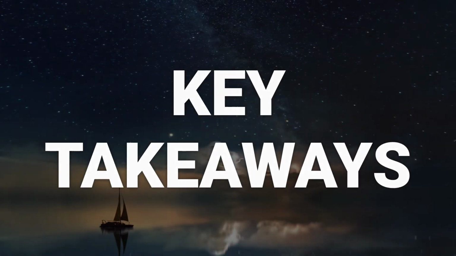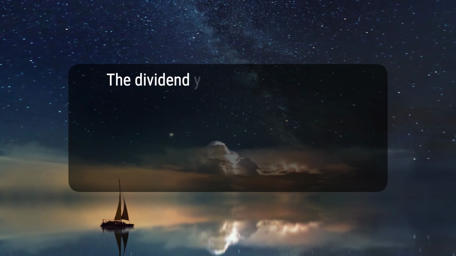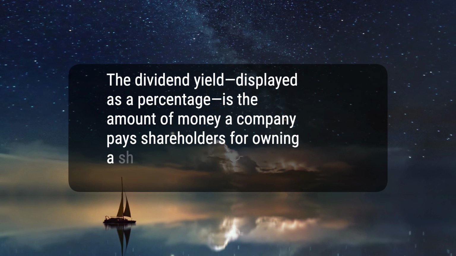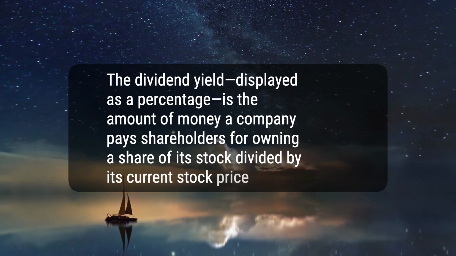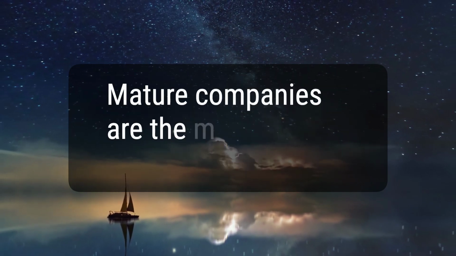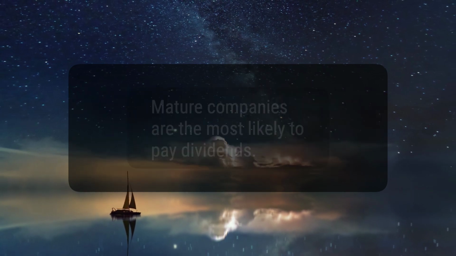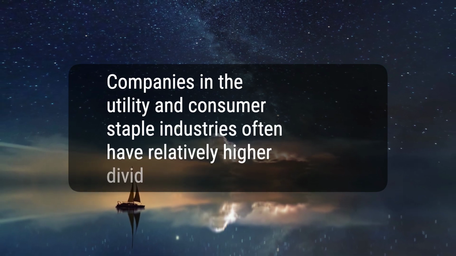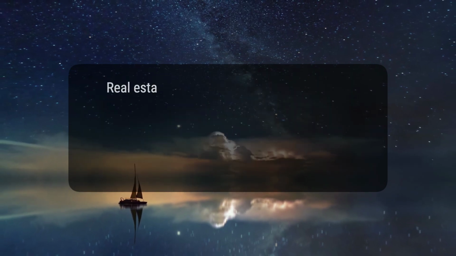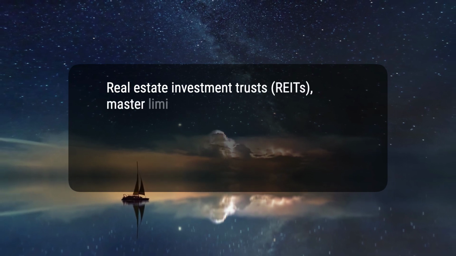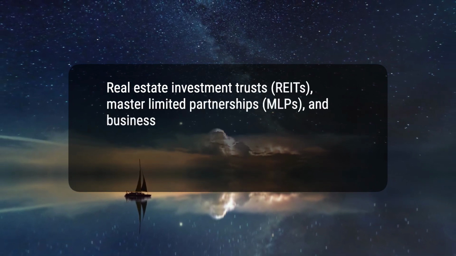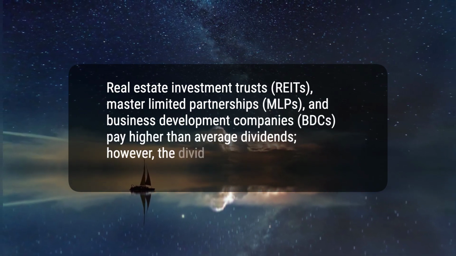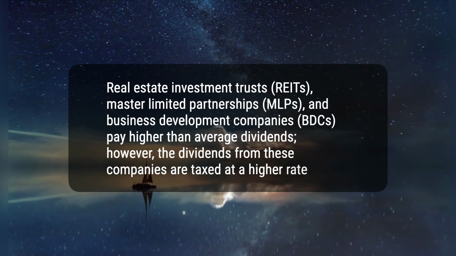Here are 5 key takeaways. 1. The dividend yield, displayed as a percentage, is the amount of money a company pays shareholders for owning a share of its stock divided by its current stock price. 2. Mature companies are the most likely to pay dividends. 3. Companies in the utility and consumer staple industries often have relatively higher dividend yields. 4. Real estate investment trusts, REITs, master limited partnerships, MLPs, and business development companies, BDCs, pay higher than average dividends. However, the dividends from these companies are taxed at a higher rate.